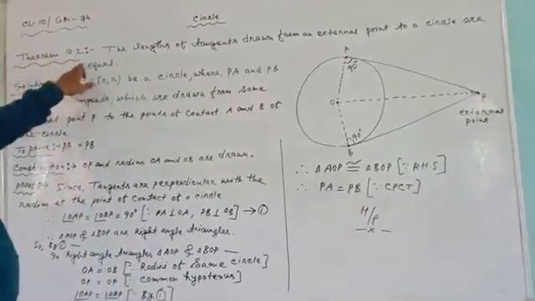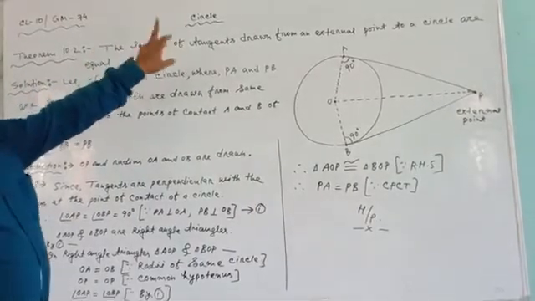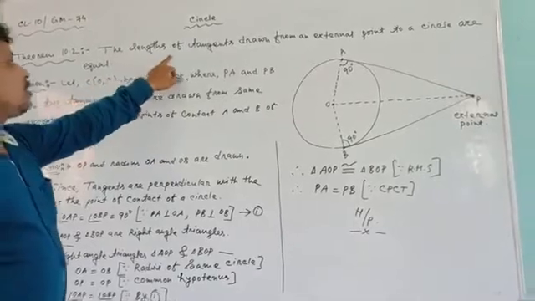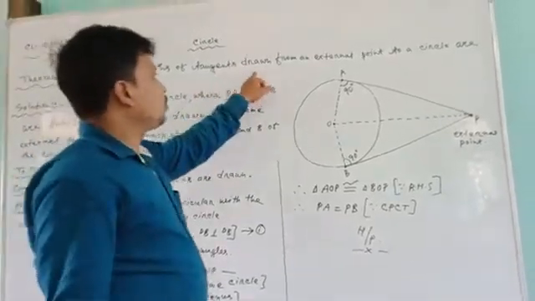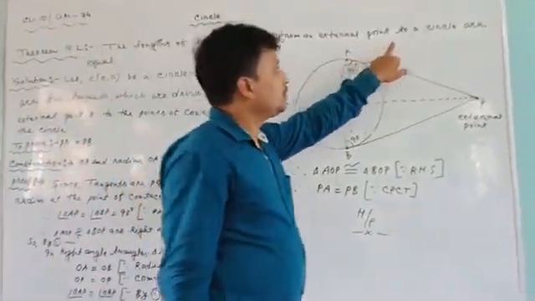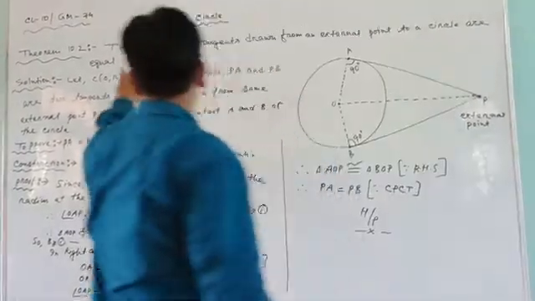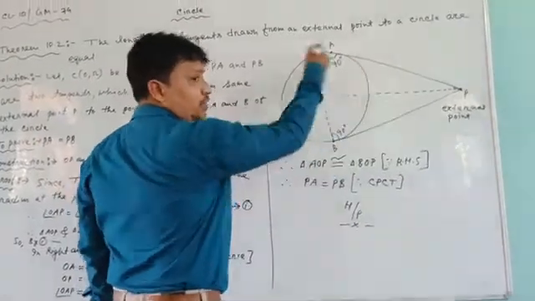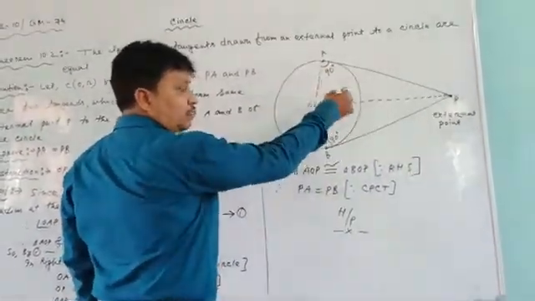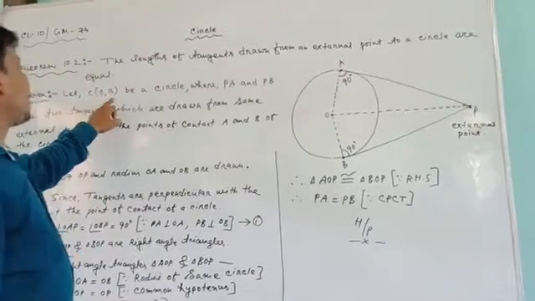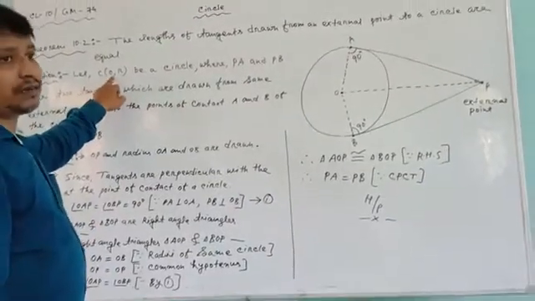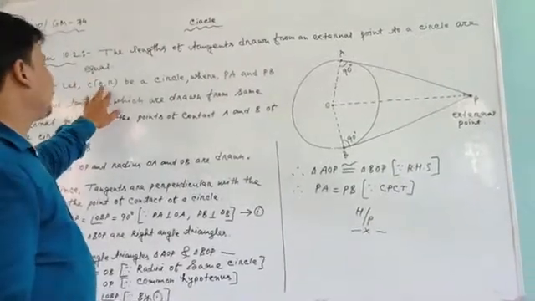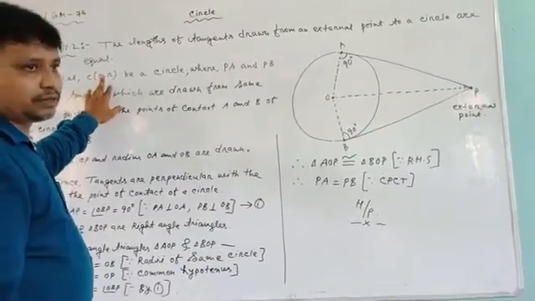So theorem 10.2, Circle chapter. There is written: the lengths of tangents drawn from an external point to a circle are equal. So we have considered one circle. We have drawn one circle, whose name is COR. C means circle, O means center, R means radius. So we can define the circle by its center and radius.